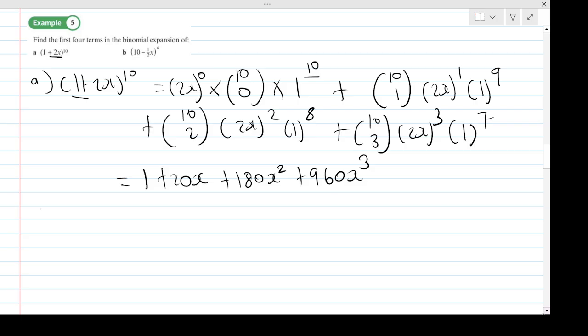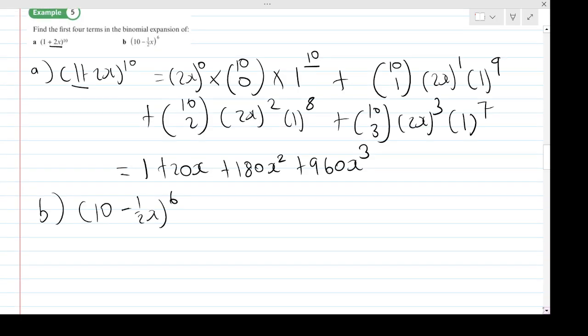Cool, okay, part B. Then we need to find 10 minus a half x, all to the power of 6. Okay, so it looks a bit messy this time with a fraction and stuff, but it's the same process. So for the first 4 terms again, we're going to start from 0, so we're going to have 6 choose 0, sorry, there's a power of 6, times the x part. Now the x part is minus a half x, so there we are. Then that would be to power 0, matching there.